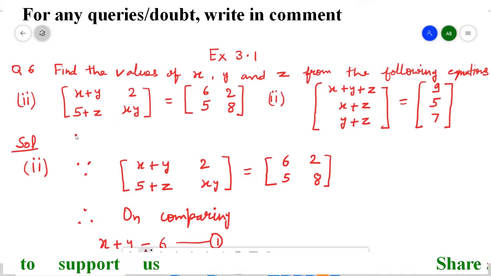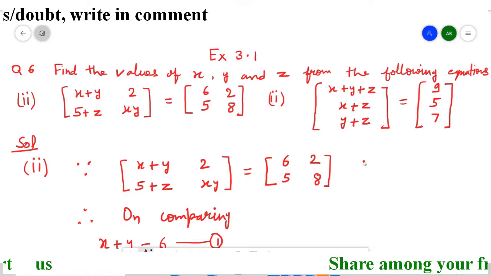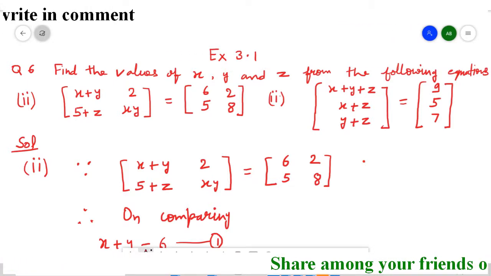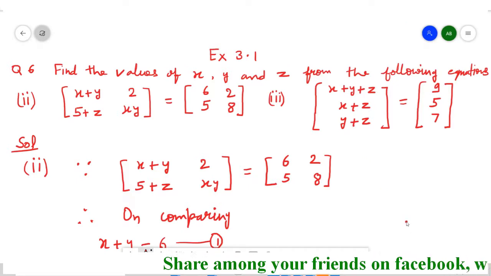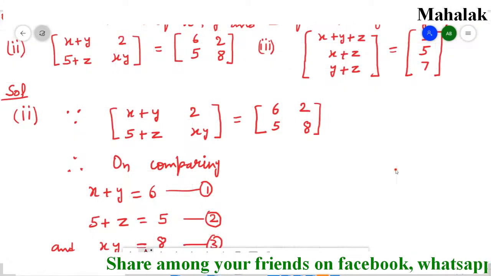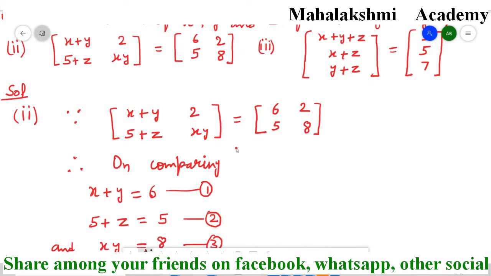So we will start with the second solution, and this one is the third part. There are actually three parts. Among them I am going to solve only the second and third part. The first part is easy, you can do it by this. So in the second part we have equations given in the form of matrices.